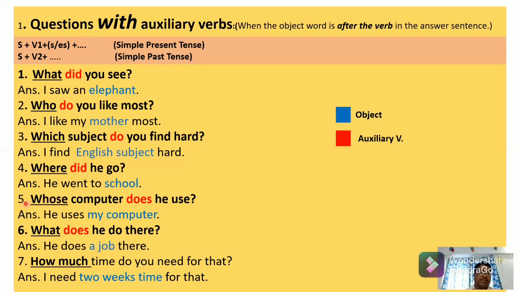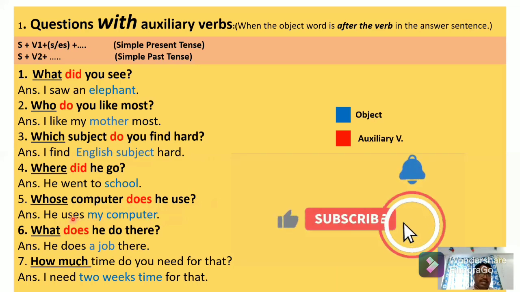Now let's proceed to the next question, question number 5. Whose computer does he use? Whose computer does he use? The answer could be, he uses my computer, or he uses her computer, he uses my father's computer. It could be anything, but definitely the information my computer is the answer of the question word whose computer. My computer comes after, or is placed after, the main verb uses, correct?